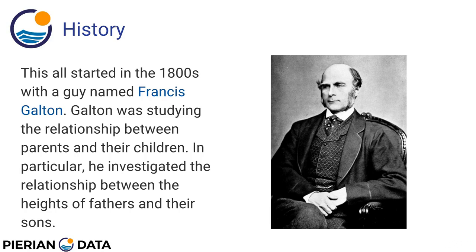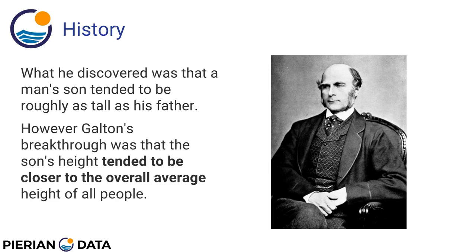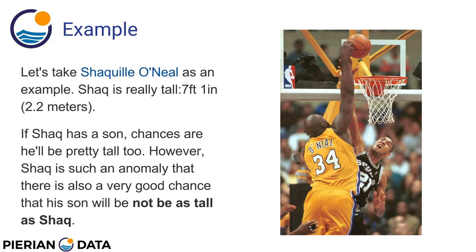So this entire idea all started in the 1800s with a man named Francis Galton. Galton was studying the relationship between parents and their children. In particular, he investigated the relationship between the heights of fathers and the heights of their sons. What he discovered was that a man's son tended to be roughly as tall as his father. However, this was Galton's breakthrough. It was that a son's height tended to be closer to the overall average height of all people. Let's take a look at an example.